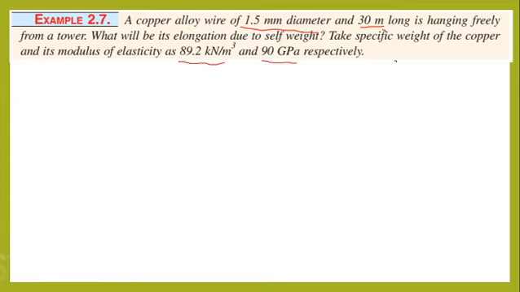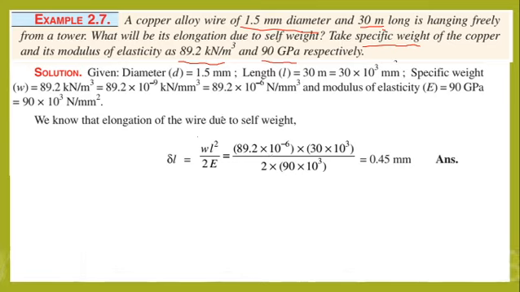So here the diameter of the wire is given and the length is given. From the diameter we can calculate the area of cross section, and by using the length we can calculate its volume. By multiplying with the specific weight, we can calculate the weight of the copper wire. Then we can calculate the elongation due to its own weight using W L square by 2E, where W is the specific weight. So we can calculate the elongation as 0.45 mm.